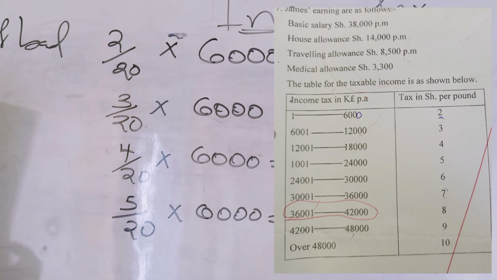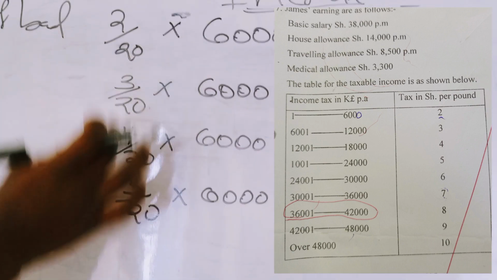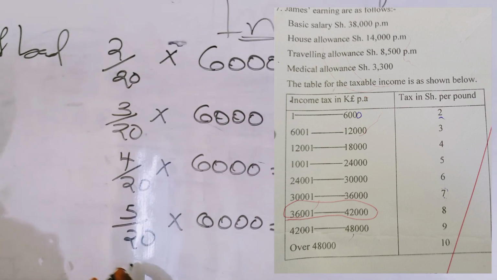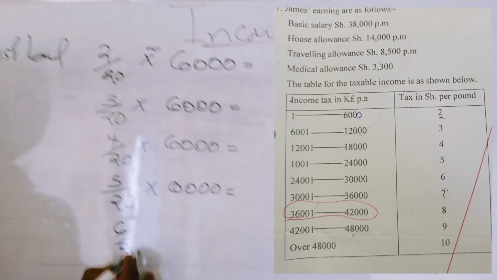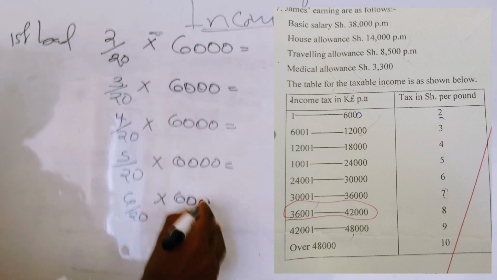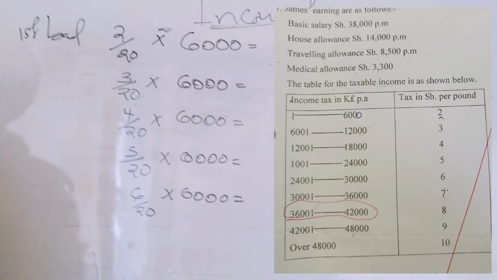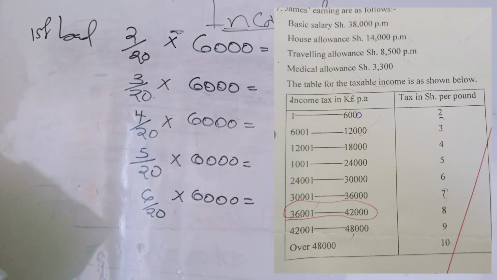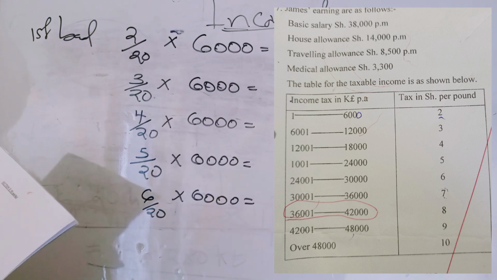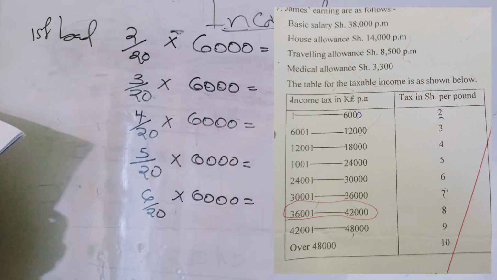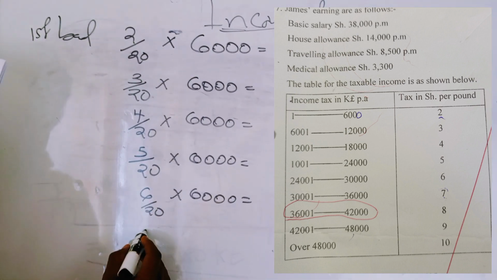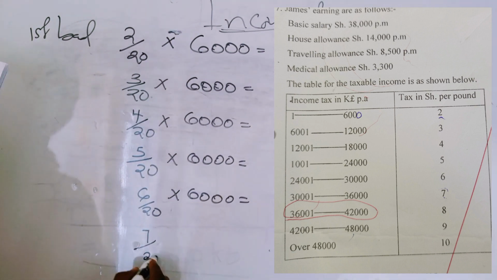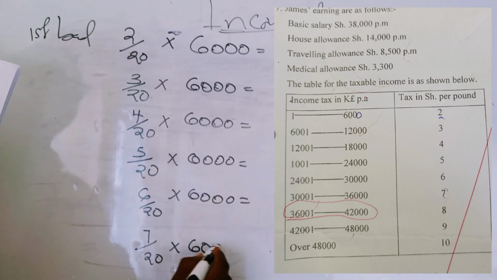And then in the following band, which is now first, second, third, in the fifth band, we're going to have 6/20 times 6,000. In this case, the difference is consistent, but do not consider that in all bands they are constant. You have to keep working. On the other side, we have 7/20 multiplied by 6,000.